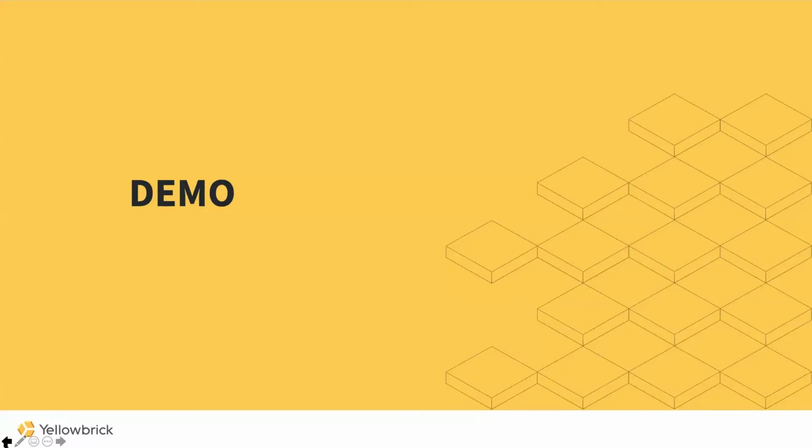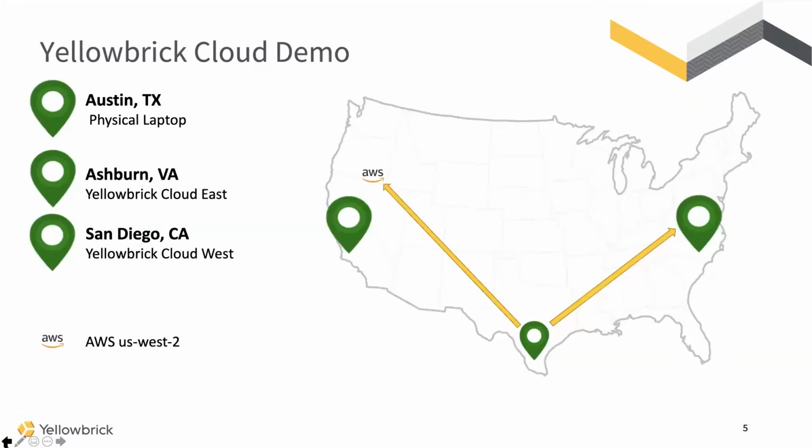So next, let's talk about the demo environment that we have set up. For the cloud environment, we're going to be running the Yellowbrick Manager software off of a laptop, my laptop, located in Austin, Texas. That laptop is also going to be connected to an instance in AWS US West 2, an instance in San Diego, California, and also an instance in Ashburn, Virginia. So let's get into the demo.